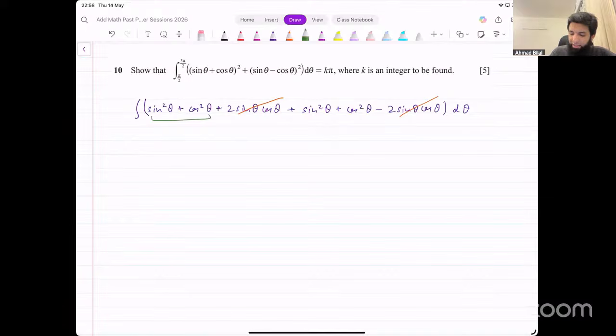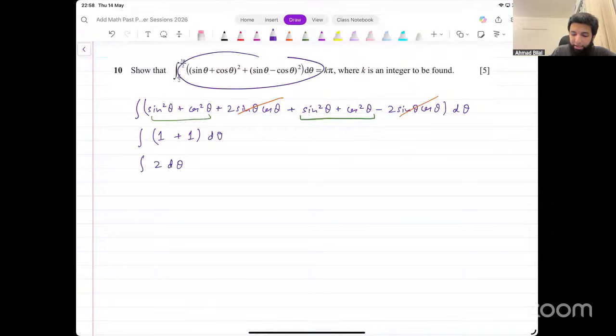What are we left with? Sine square theta plus cos square theta. That gives us 1 plus 1 d theta. And that is just 2d theta. So that complicated looking integral just simplifies to this. Now, what's the integration of 2 with respect to theta? It will be 2 theta. Input the limits from pi over 2 to 3 pi over 2.